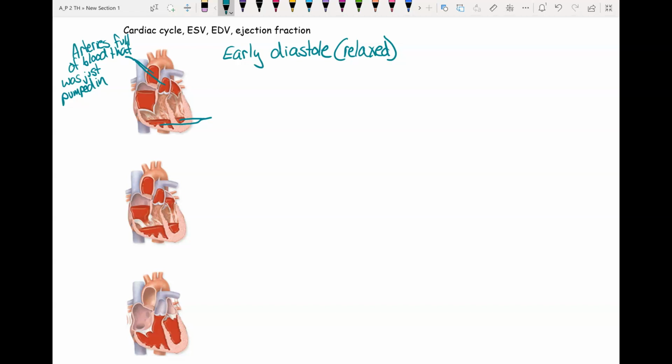This little bit of blood that is left is called end systolic volume. And we can abbreviate this ESV. Systolic means contract. And this is end systolic. So that means it's what's left after you contract.